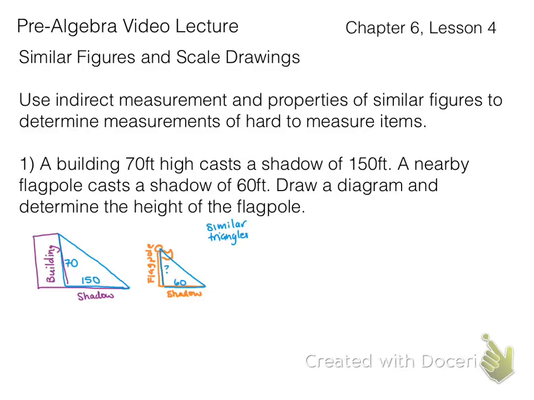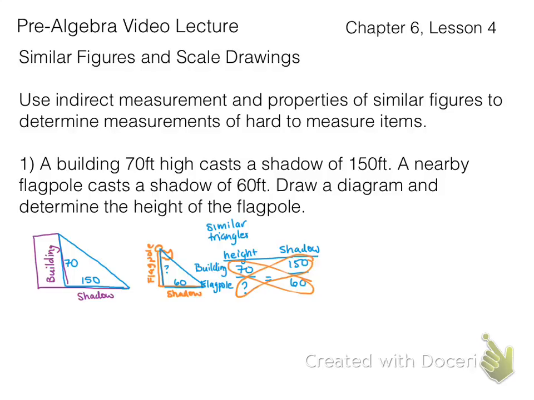The shadow is 150. We don't know the flagpole height, but we do know the shadow of the flagpole is 60. So let's go ahead and make a proportion. The height of the building over the height of the flagpole is equal to the shadow of the building over the shadow of the flagpole. All right? So 70 over question mark is equal to 150 over 60.